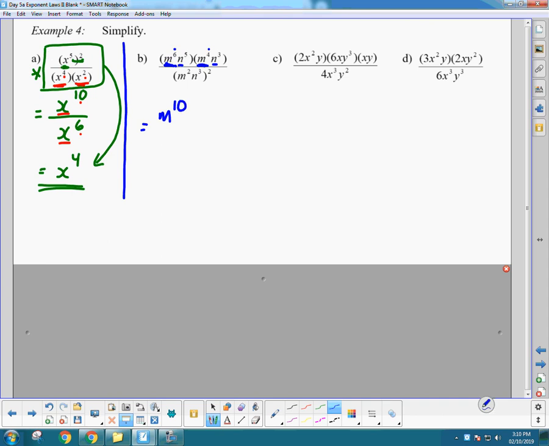Here we have an n to the power of 5 and an n to the power of 3. Same base, we're multiplying, so we keep the base and add the exponents 5 and 3 and get n to the power of 8.